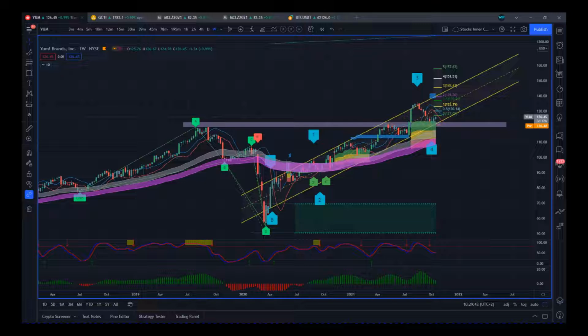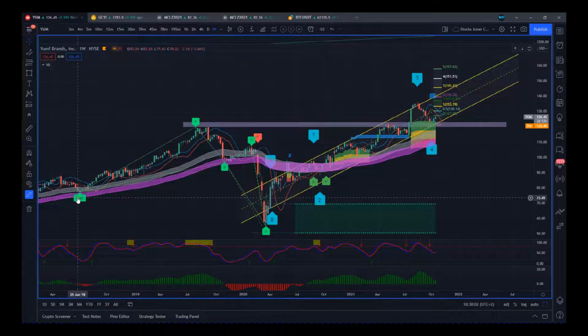I'm going to be trading this off the daily time frame, and you'll see some entries and things here, but I don't want to talk about that right now. I just want to talk about how it's behaving on the weekly and what's happened in the past to help us figure out what's going to happen next. So this is the weekly time frame.